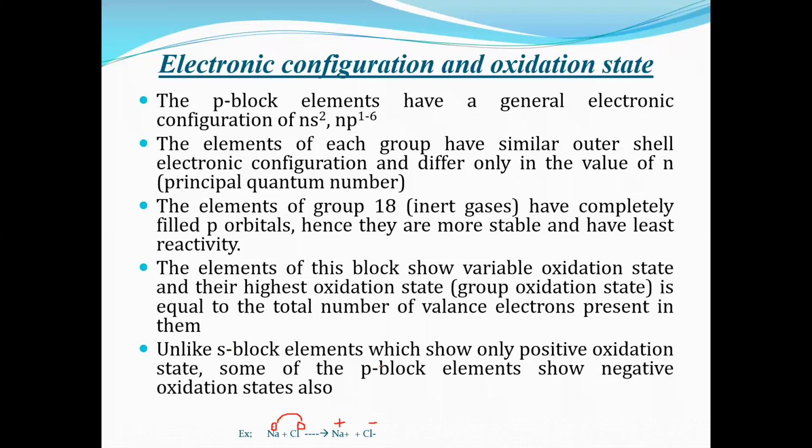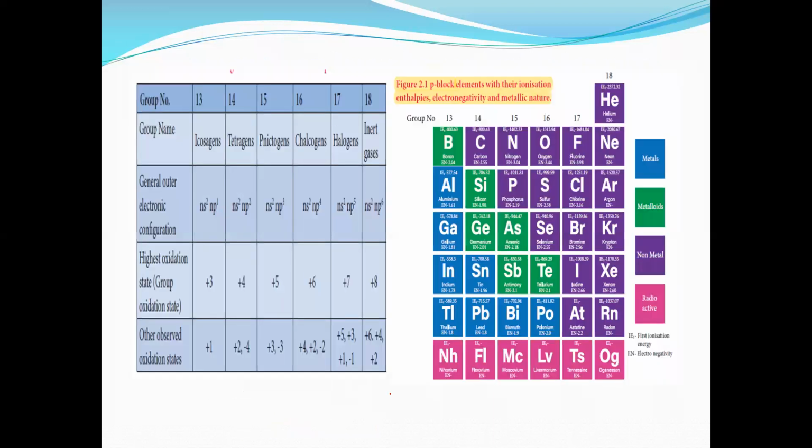The s-block elements show only positive oxidation states, but some p-block elements also show negative oxidation states. See the tabular column now. Group 13 we call the icosagens, group 14 the tetragens, group 15 the pnictogens, group 16 the chalcogens, group 17 the halogens, and group 18 the inert gases.